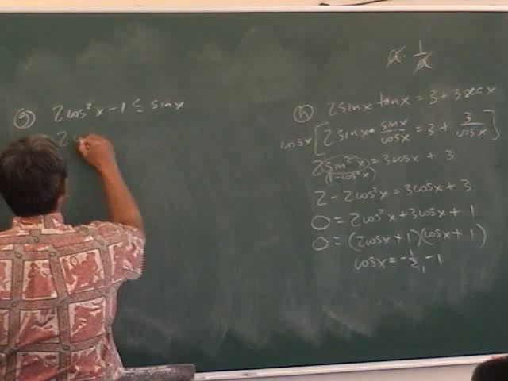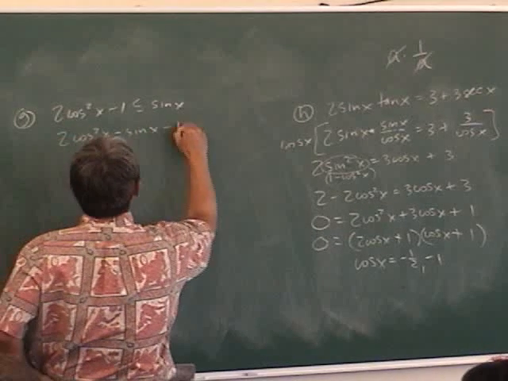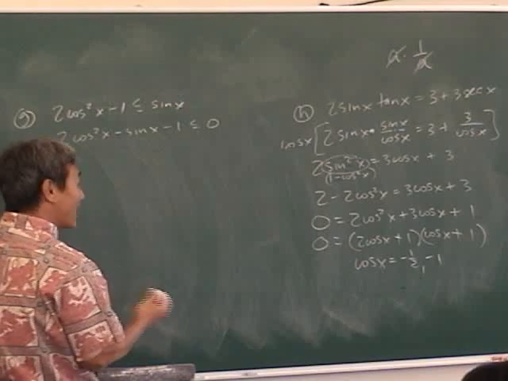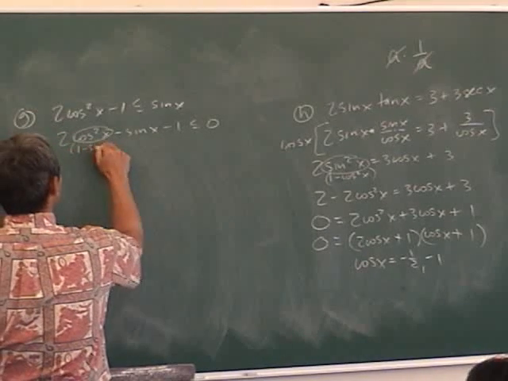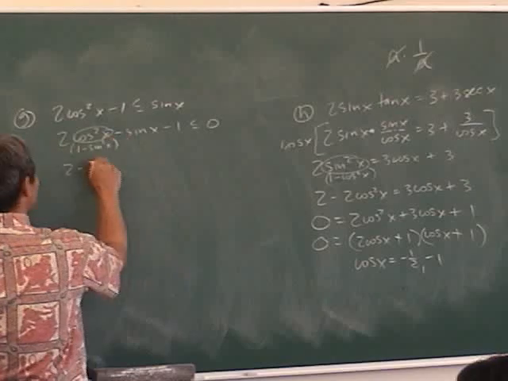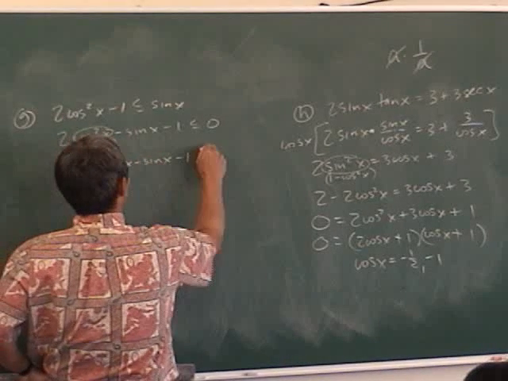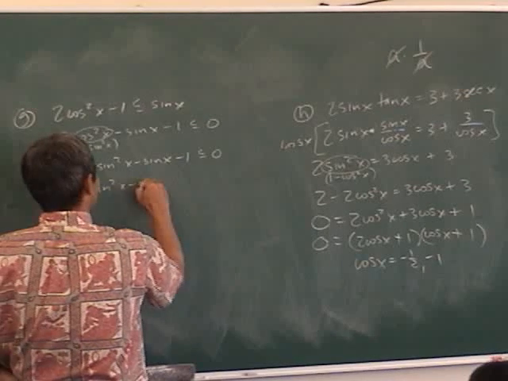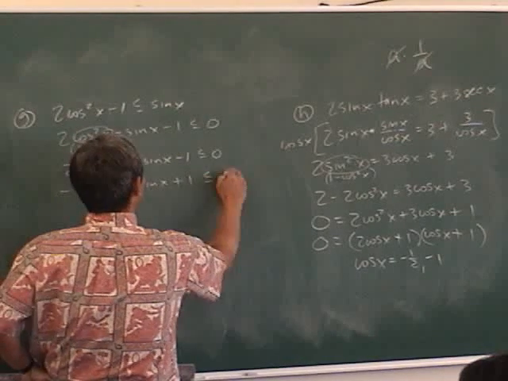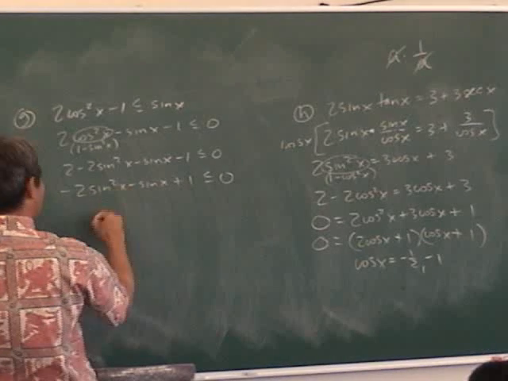What's the procedure for solving inequalities? You make one side 0, and then you factor it. But before you can factor it, you have to change that to 1 minus sine squared. So 2 minus 2 sine squared x minus sine x minus 1 is less than or equal to 0. Putting in ascending order, you get sine x plus 1. This is exactly the same numbers we had last week. We want the first term positive, so multiply through by -1.